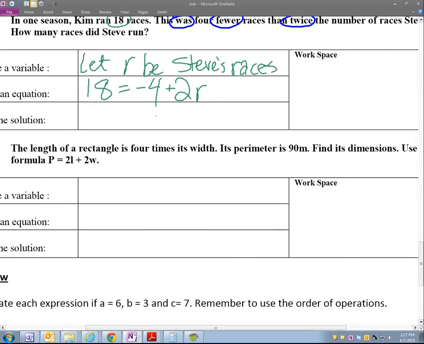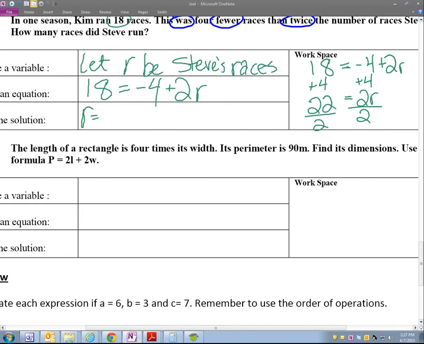So we have now what the homework was last night. We have 18 is equal to negative 4 plus 2r. The first thing we need to do to get the variable by itself is to do the inverse operation of negative 4, which is plus 4. So I have 22 equals 2r. Now my inverse for 2 multiplied by r needs to be 2 with the division. And I would have r equals 11.